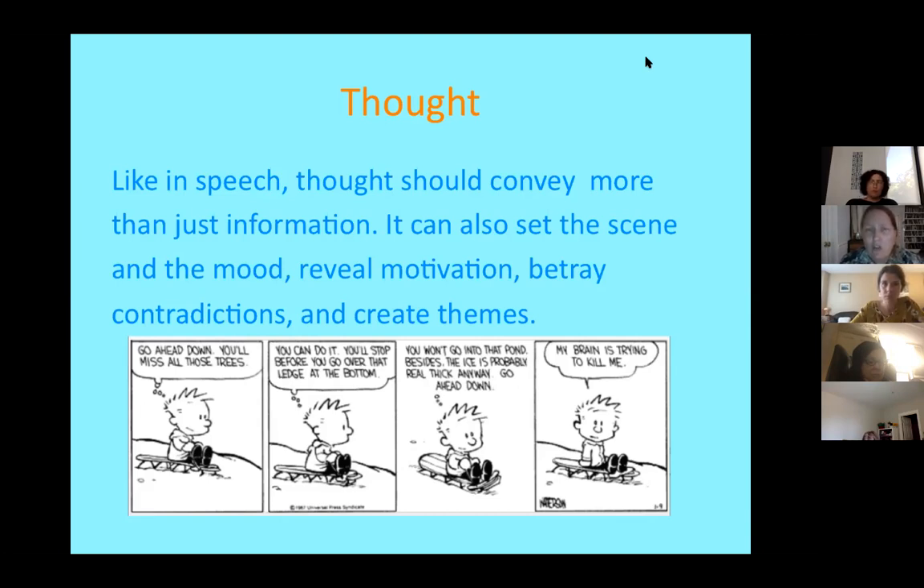"You can do it. You'll stop before you go over that ledge at the bottom." Do you see the ledge? Again, it's conveying setting. It's betraying contradictions. "You won't go into that pond. Besides, the ice is probably real thick anyway. Go ahead down." Again, setting. We don't see those things. We even see mood at this point. And then last but not least, he actually says something: "My brain is trying to kill me."